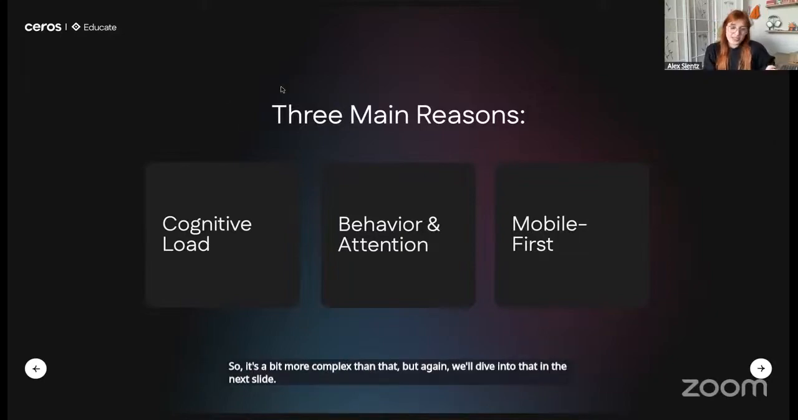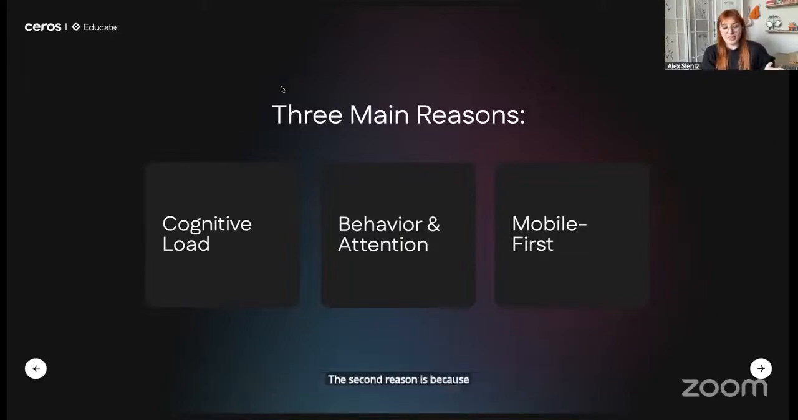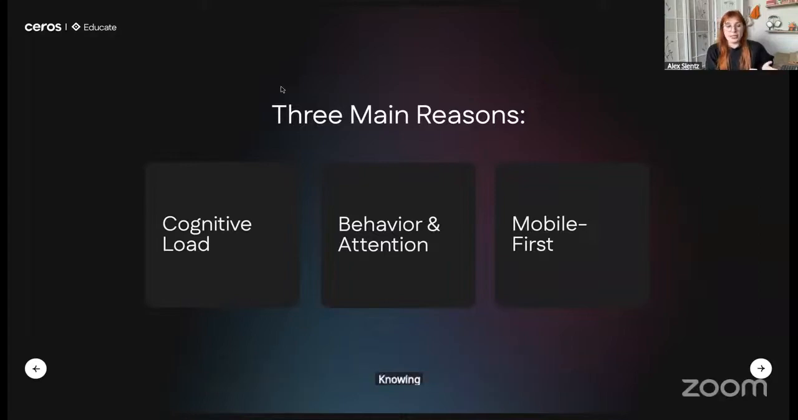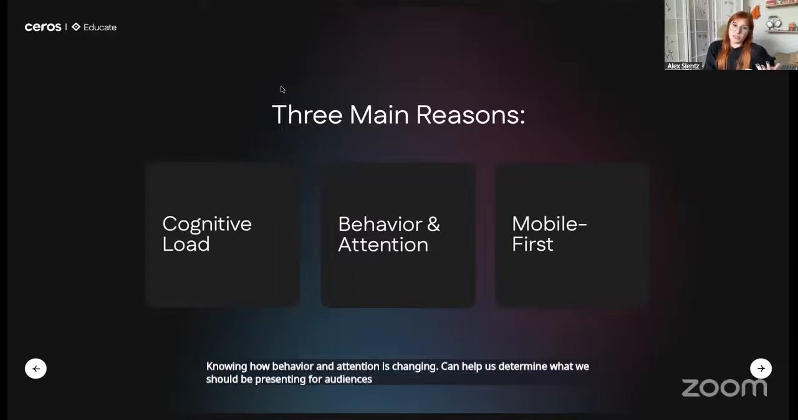The second reason is because of behavior and attention. Attention spans are such an important factor when it comes to keeping people engaged in content. Knowing how behavior and attention is changing can help us determine what we should be presenting for audiences to retain what they are seeing or reading.